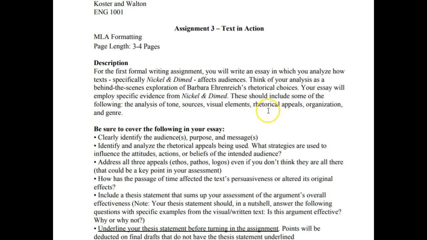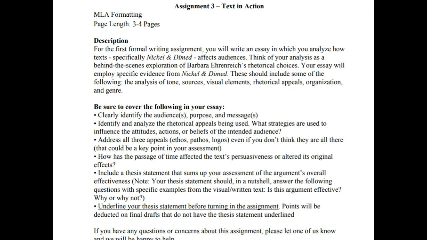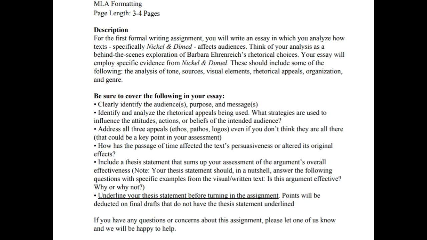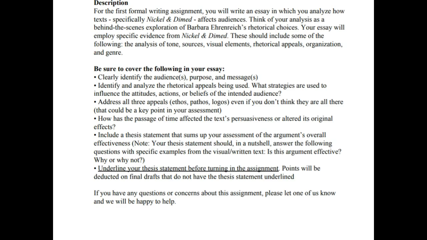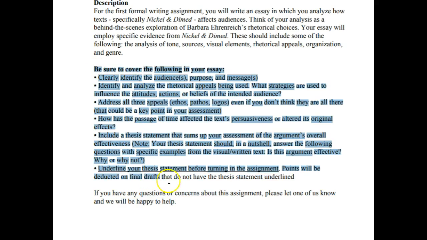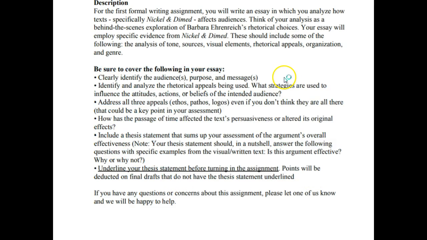Okay, so we've talked a little bit about that. You also want to make sure you make good use of organization and genre when doing your analysis. So I mentioned that I was going to describe the assignment. It's a text in action, and you're going to be analyzing the action and the behind-the-scenes rhetorical choices of Barbara Ehrenreich. But I also want to make sure that your paper contains all of the following. I'll go over these individually.